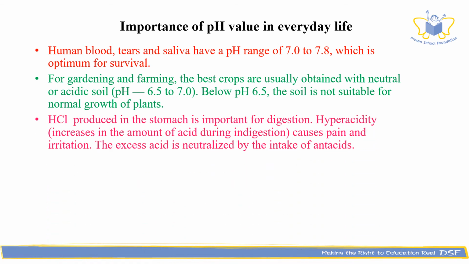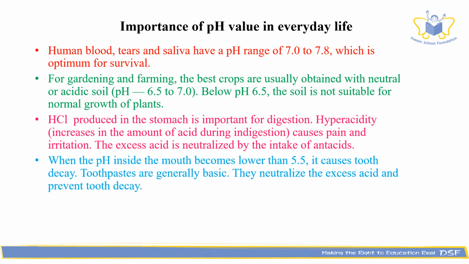HCl produced in the stomach is important for digestion. Hyperacidity, an increase in the amount of acid during indigestion, causes pain and irritation. The excess acid is neutralized by the intake of antacids. When the pH inside the mouth becomes lower than 5.5, it causes tooth decay. Toothpastes are generally basic, so they neutralize the excess acid and prevent tooth decay.